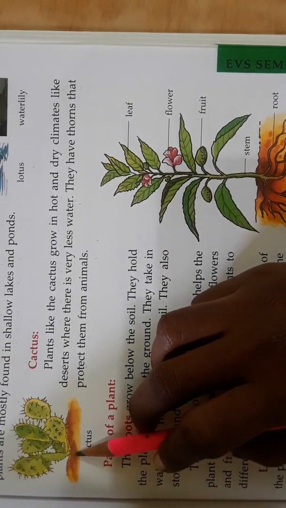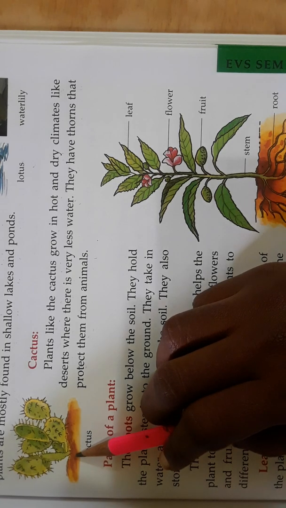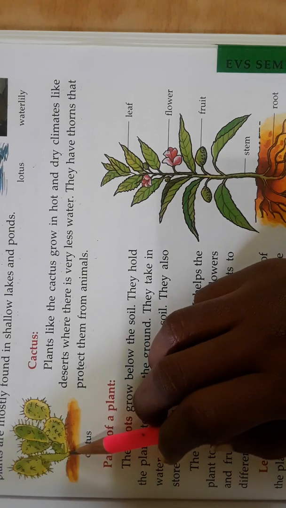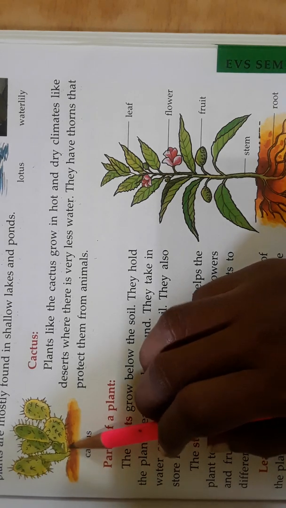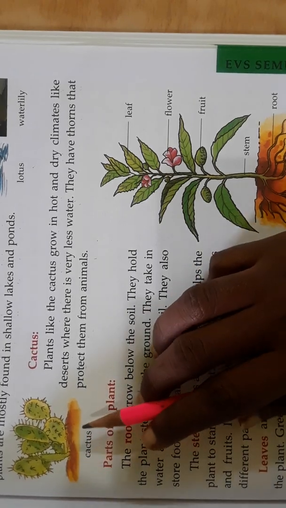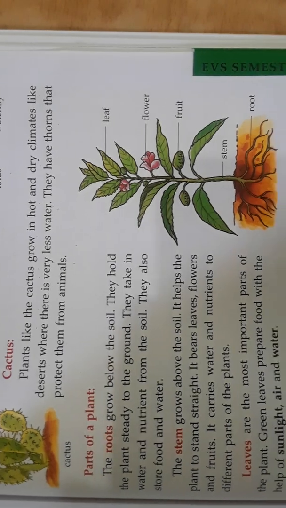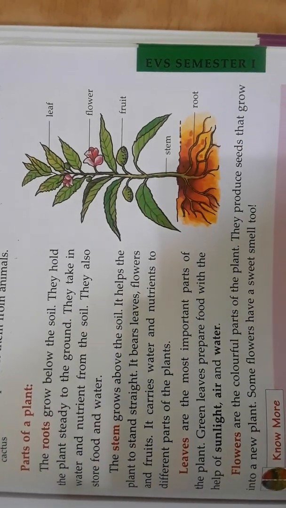See, this is cactus. They need very little water. They have thorns that protect them from the animals. Next we are going to see about the parts of a plant.